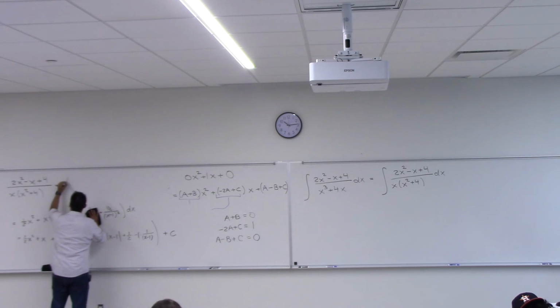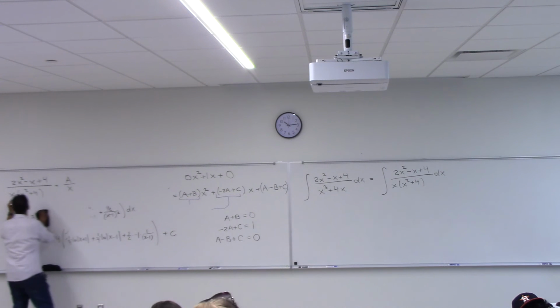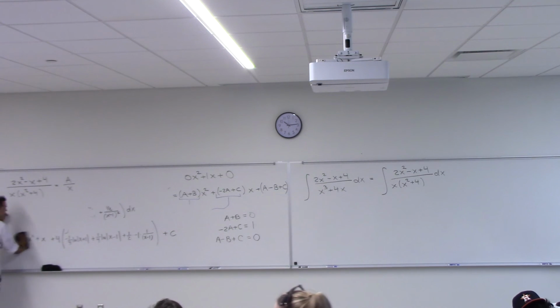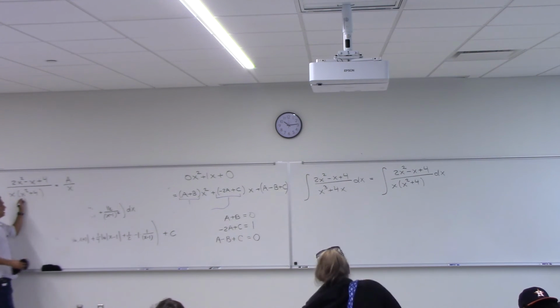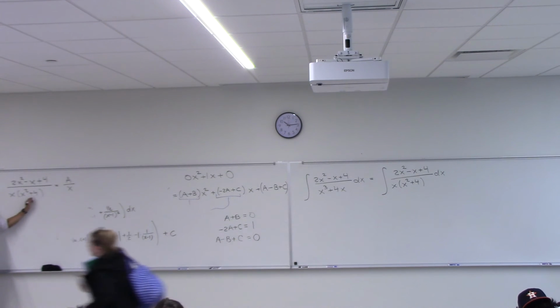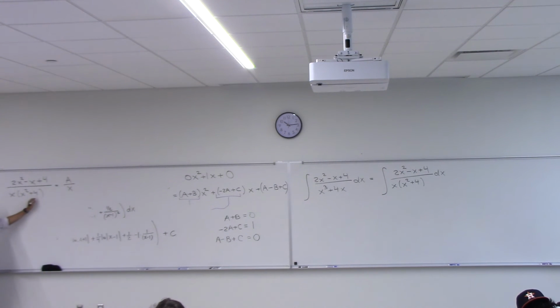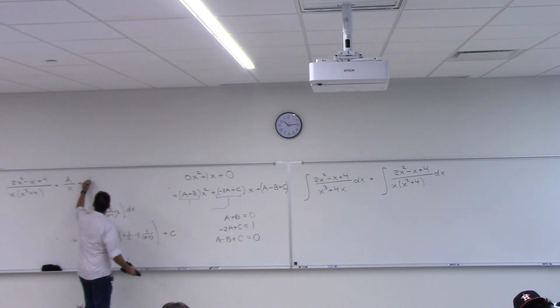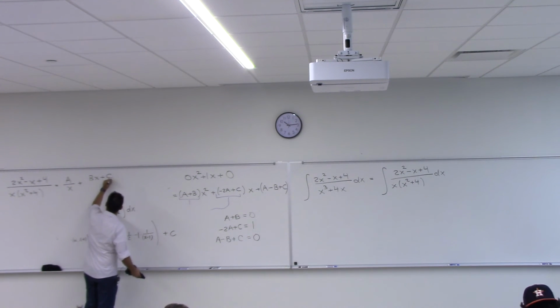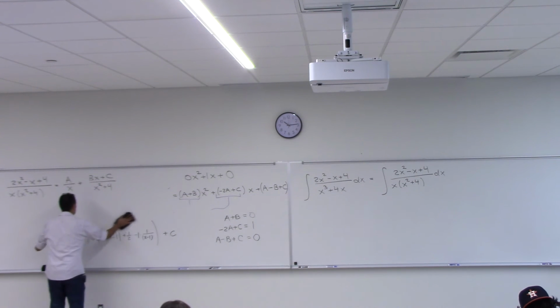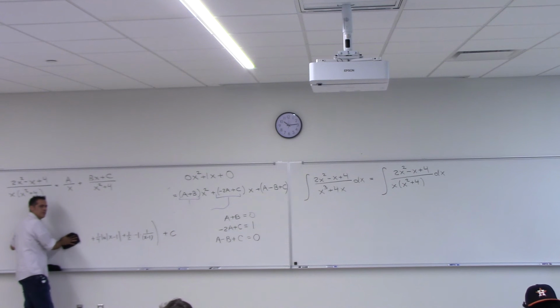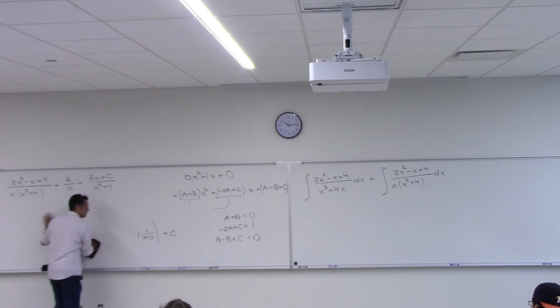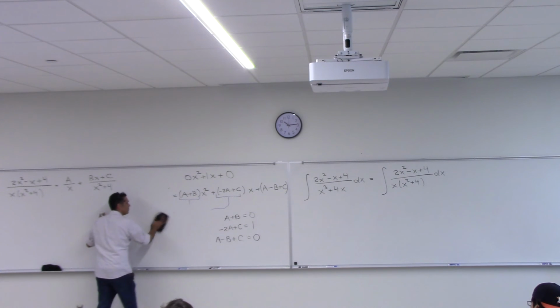Okay, I need A over x, right? That's a distinct linear factor, so I need A over that. And because this is an irreducible quadratic, I need Bx plus C on top of x squared plus 4. I couldn't really give you a quiz on this, because we'd eat up like 30 minutes. These problems can take a while.